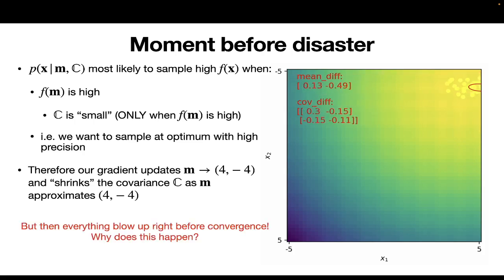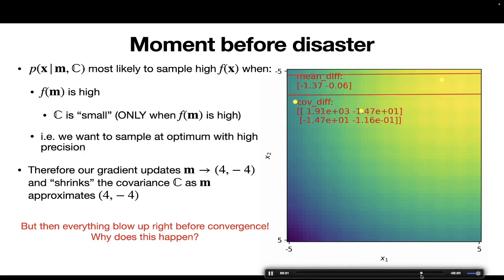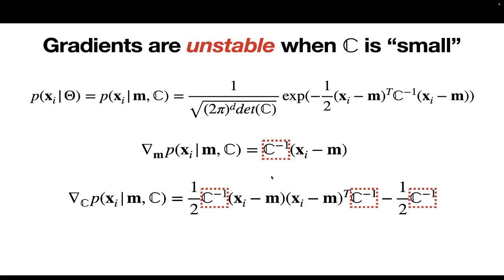And if we rewind a bit, we can observe that right before the algorithm blows up, it makes this huge update on both the mean and the covariance, especially the covariance. And then it just kind of spirals out of control from there. This is where we make the observation that the gradients of a multivariate Gaussian distribution tend to be unstable when the current covariance is small.